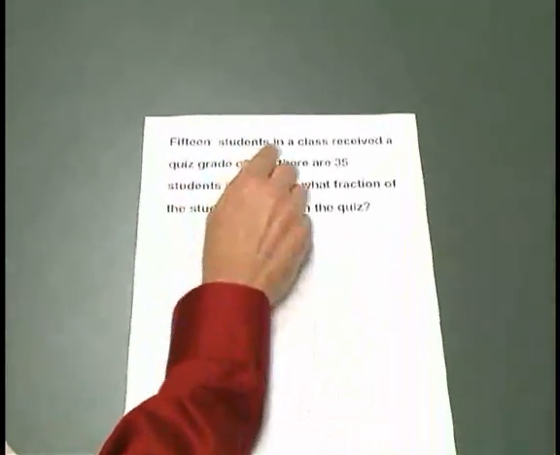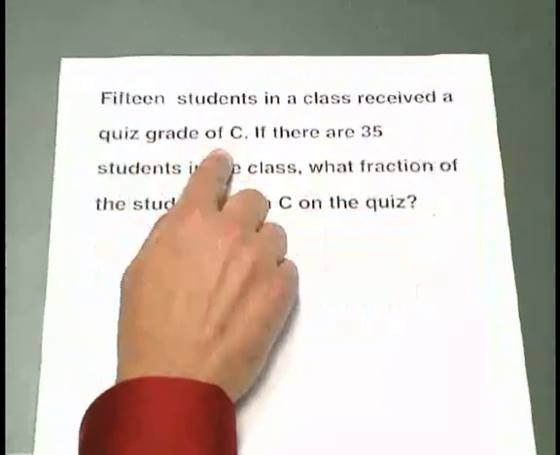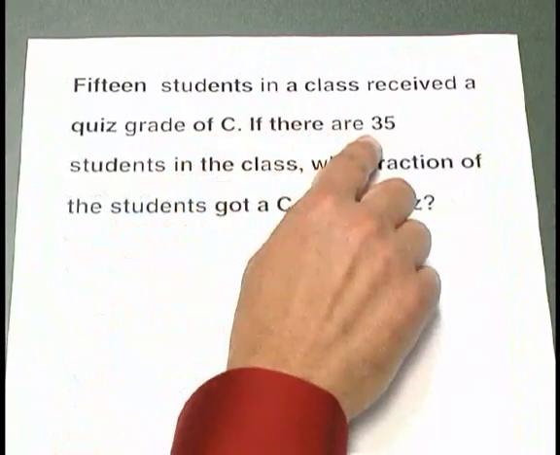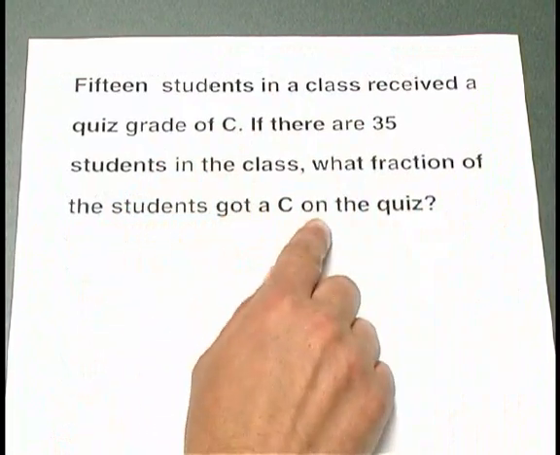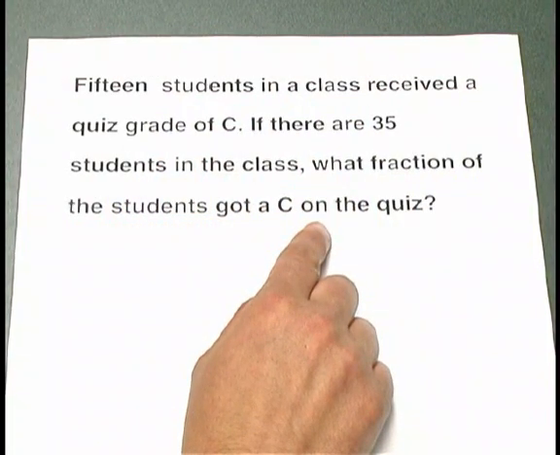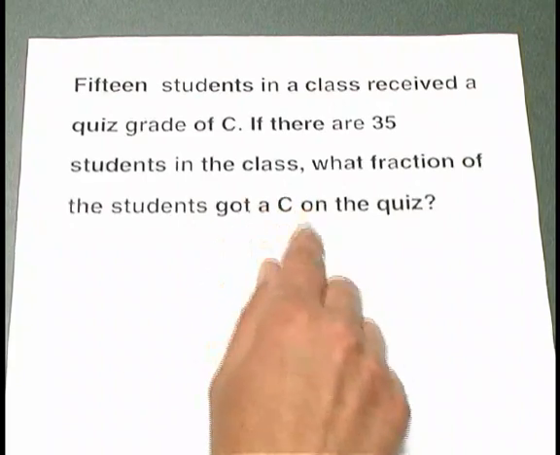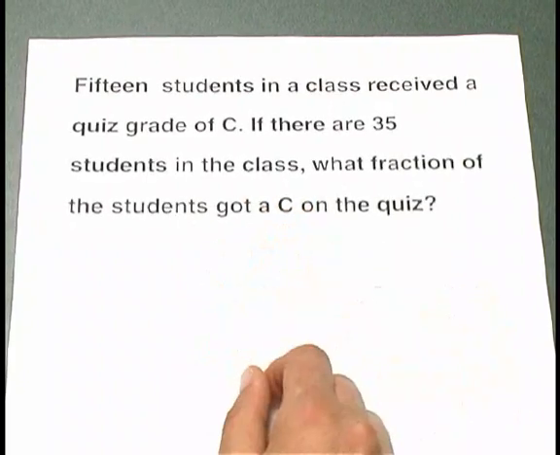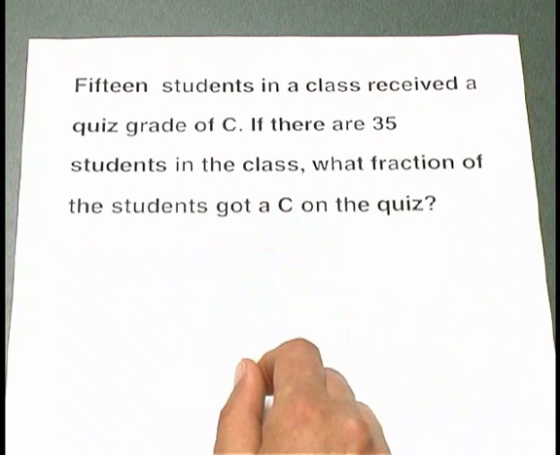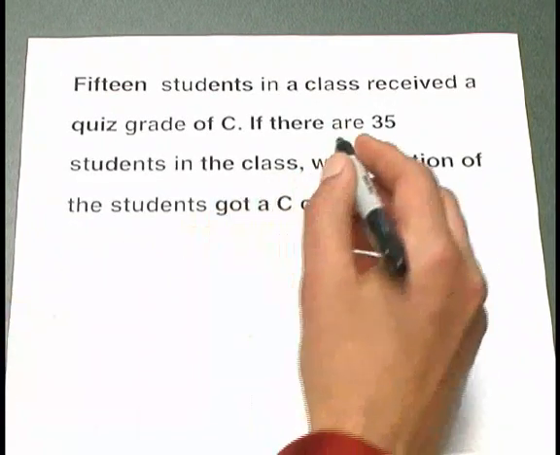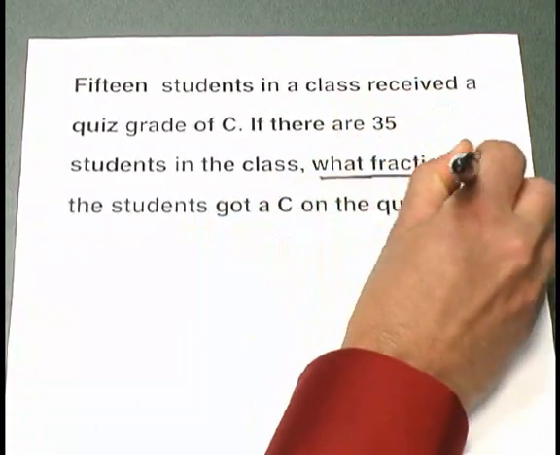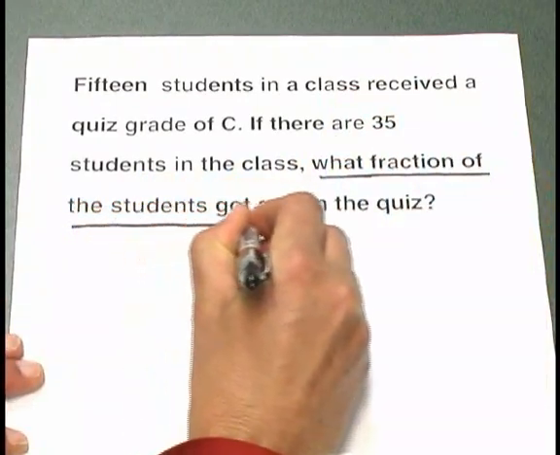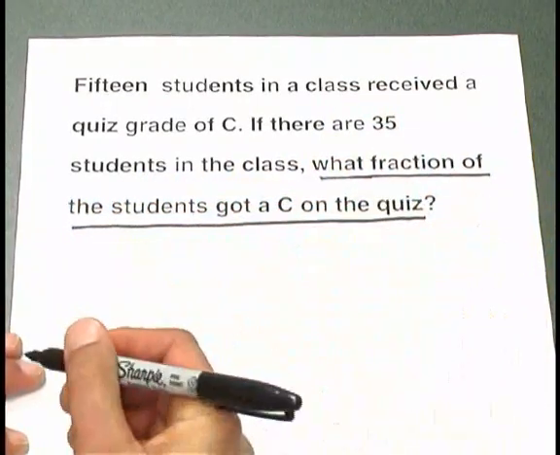15 students in a class received a quiz grade of C. If there are 35 students in the class, what fraction of the students got a C on the quiz? Now, we want to try to find the important sentence or part of a sentence here to translate. To do that, look for the words fraction of. Here I see at the very end, what fraction of the students got a C on the quiz?